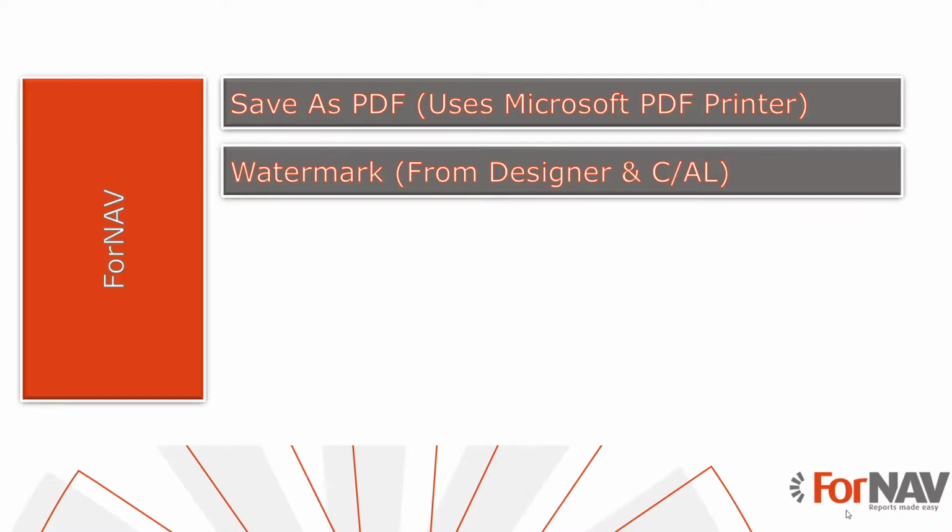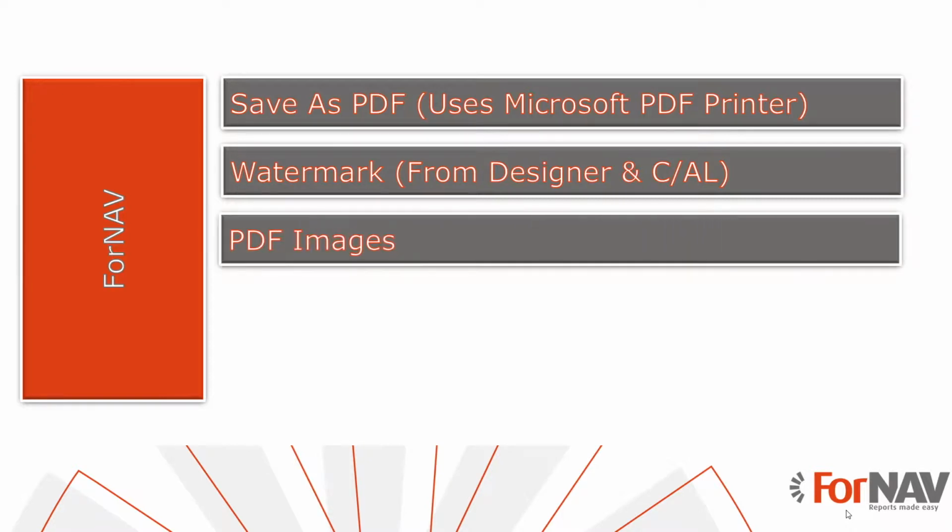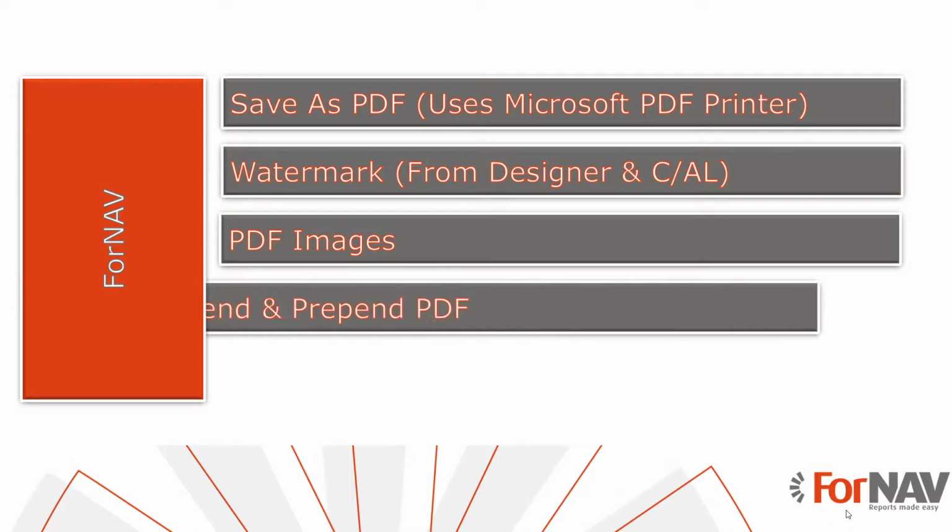ForNAV allows you to print a watermark. I'm going to show you in the demo how that works, and you can set the watermark either from the designer using the properties, or you can code it using the C/AL language. You can also use PDF images as pictures. The advantage of using PDF images over JPEGs and PNGs is that a PDF image can be vectorized, which means you can zoom in and zoom out without losing quality of the image.